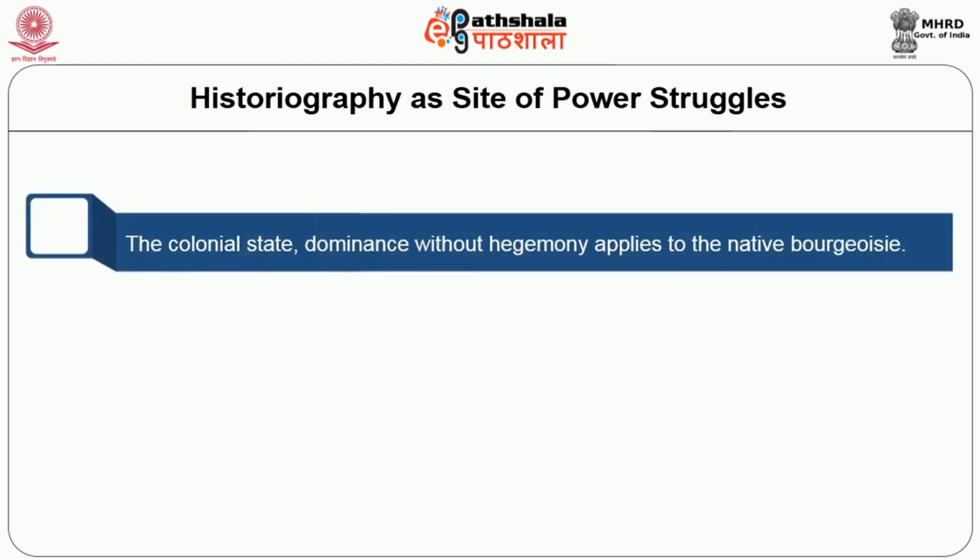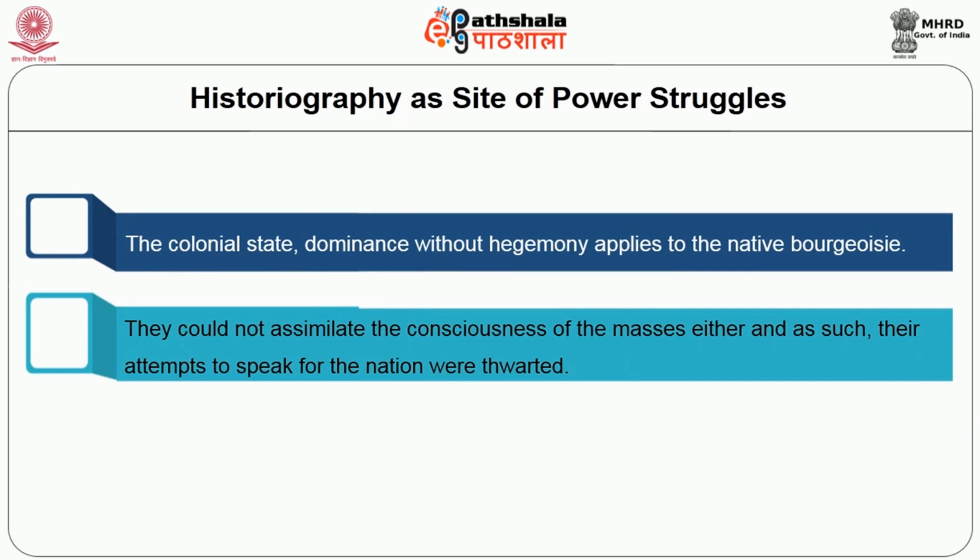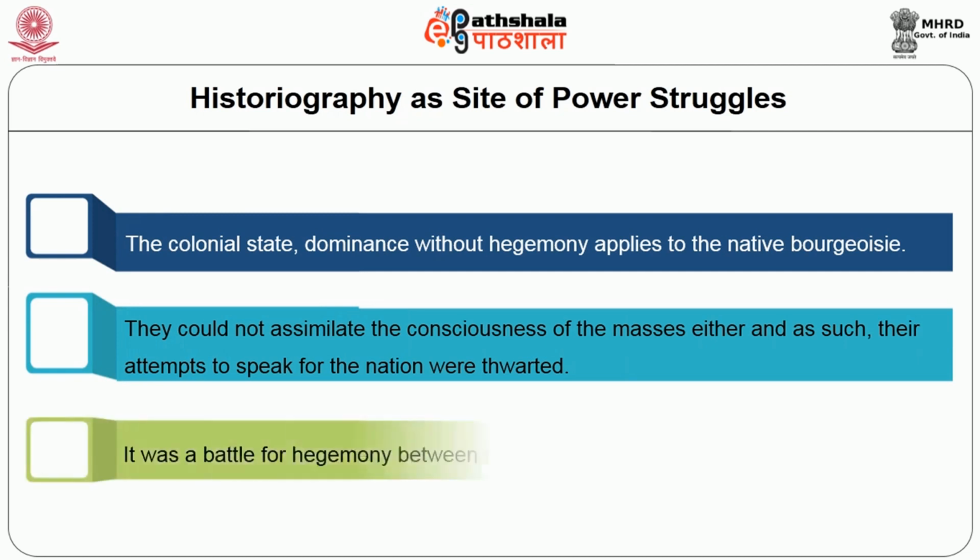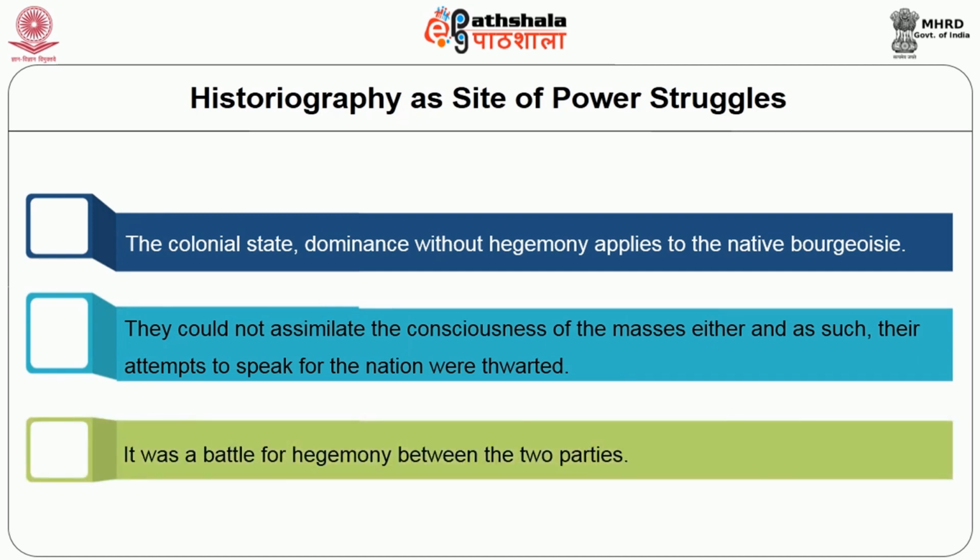Besides the colonial state, dominance without hegemony applies to the native bourgeoisie. They could not assimilate the consciousness of the masses either, and as such, their attempts to speak for the nation were thwarted. Therefore, it was a battle for hegemony between the two parties.